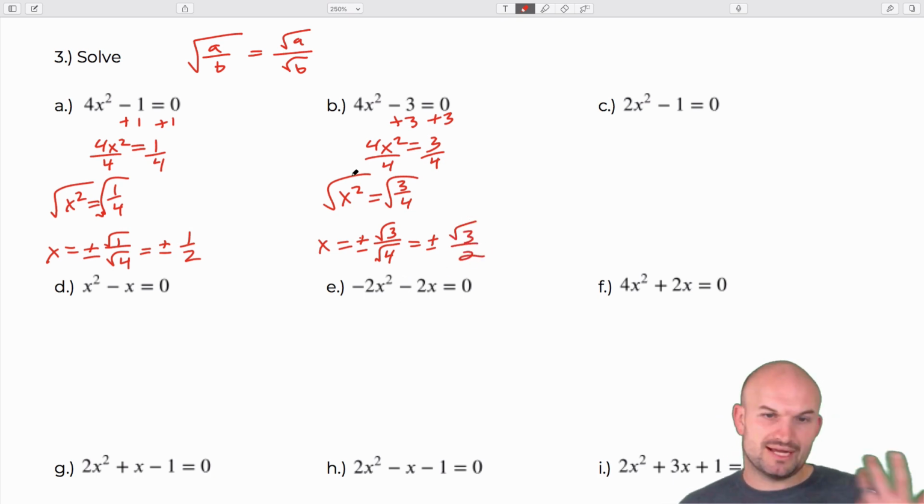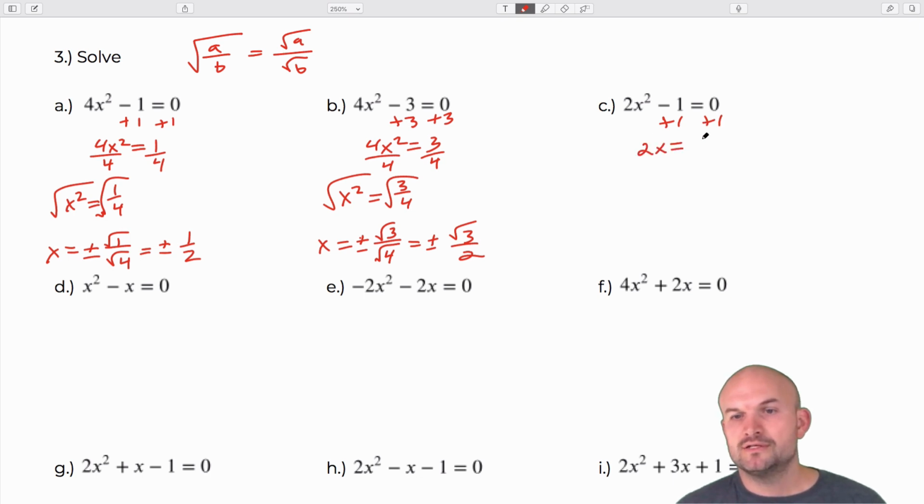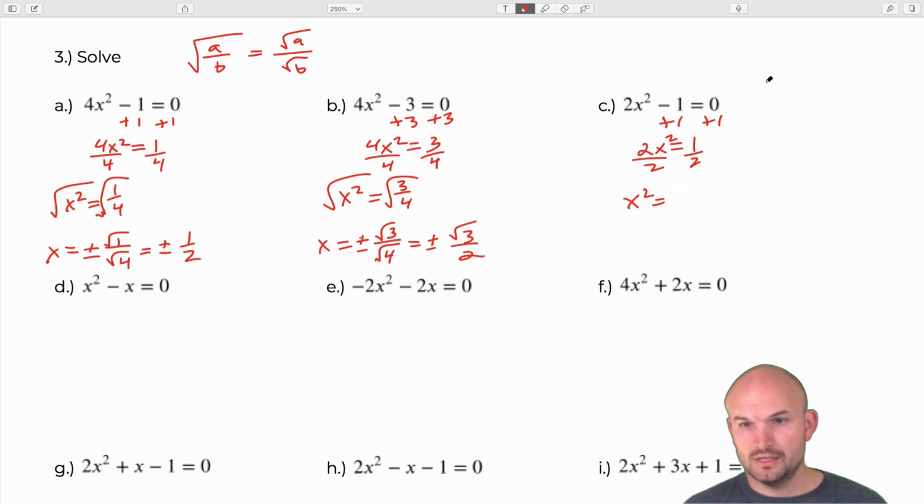Okay, so again, it's nice when we only have this one x form, we can just undo our operations using the reverse order of operations. So we'll add 1 here. 2x squared equals positive 1. Divide by 2. X squared is equal to now 1/2.